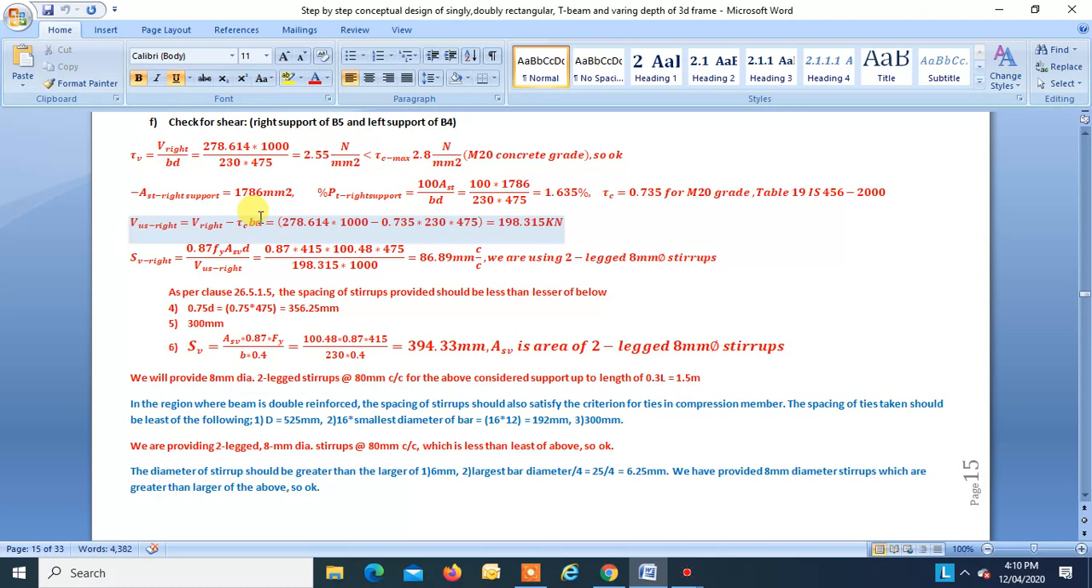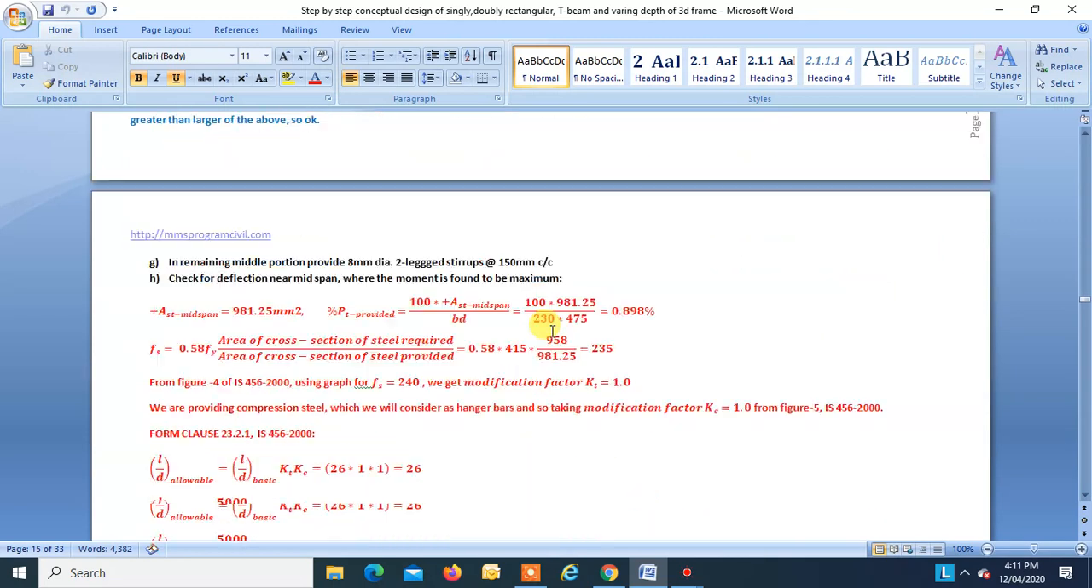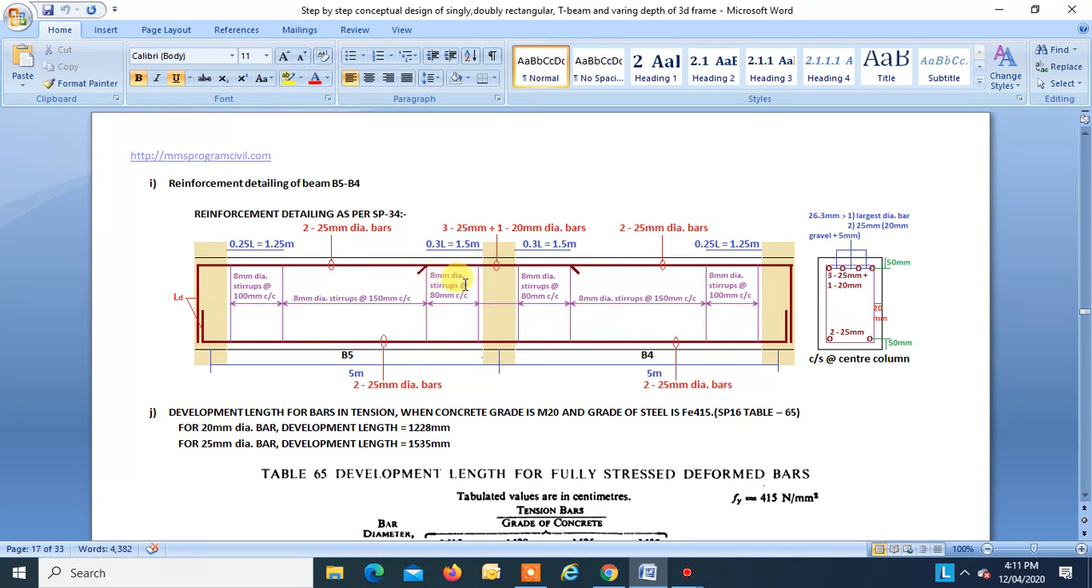So we will provide shear reinforcement for the additional shear VUS, which has to be taken by shear reinforcement, that is equal to 198.315. So the required spacing is found to be 86.89 for two-legged 8 mm stirrups. This has to be the least of these three, which are 356, 300, and 394. So we will provide two-legged 8 mm stirrups at 80 mm center to center for a distance of 1.5 meters from right. So that is what we are providing at about 80 mm over here and over here, right?